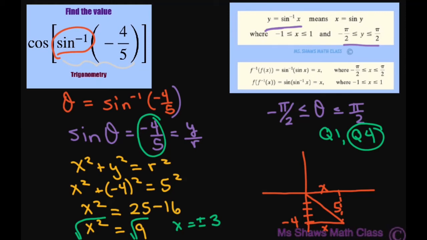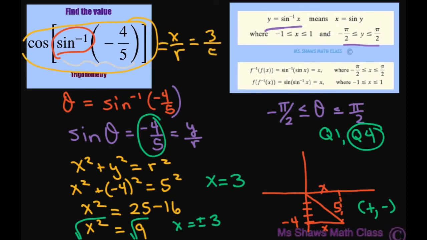Since we're in quadrant 4, my x is positive and my y is negative. So I'm just going to take positive, so x is just going to be positive 3. Now we're looking at this whole picture, and this is going to equal x divided by r. So your x is 3 and your r is 5.